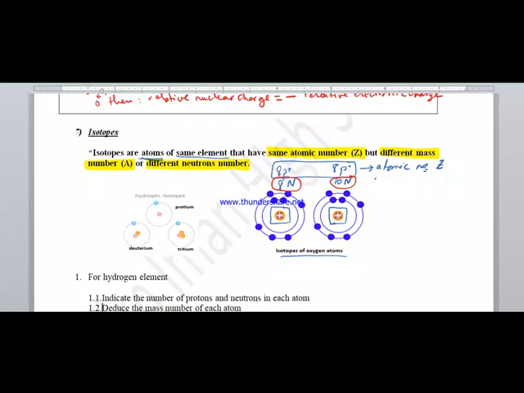If we calculate the mass number, the first atom of oxygen is equal to Z plus N, 8 plus 8, which is 16. The mass number of the second isotope is 8 plus 10, which is 18. We have different mass numbers. So isotopes are the different forms of an atom.